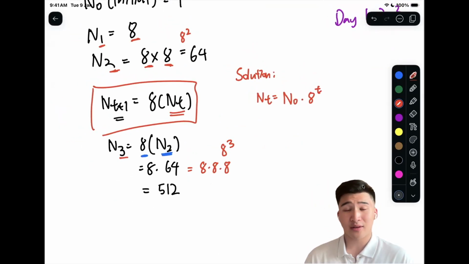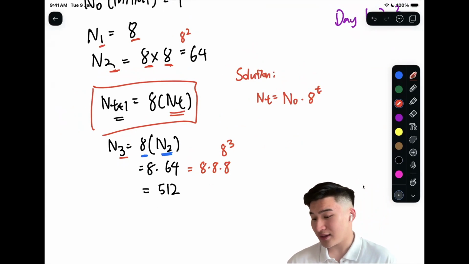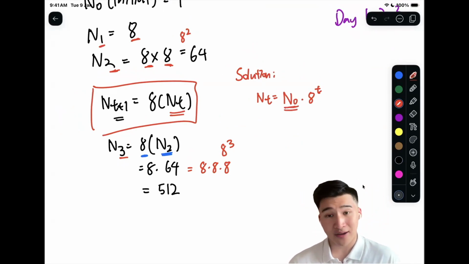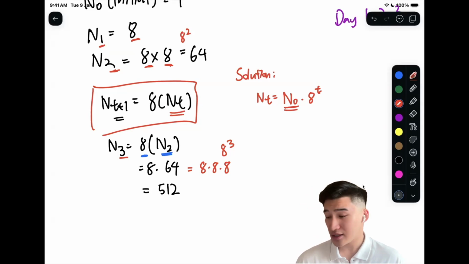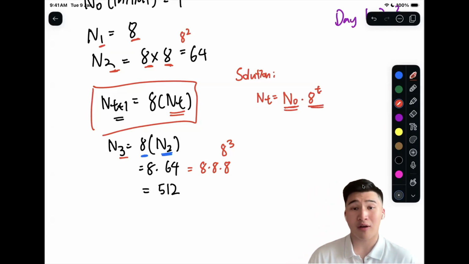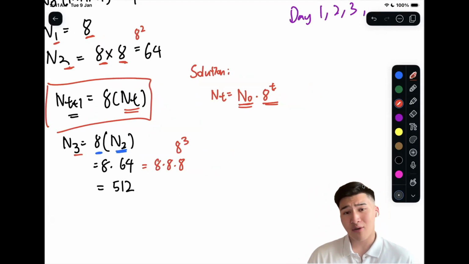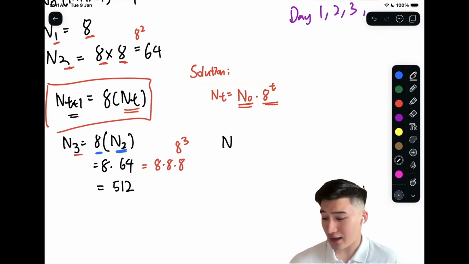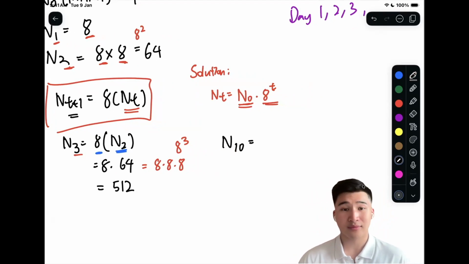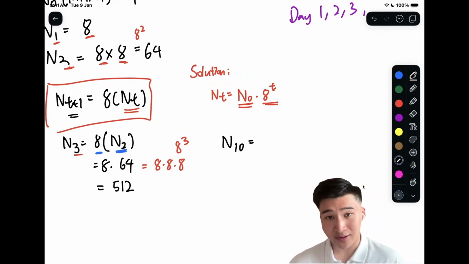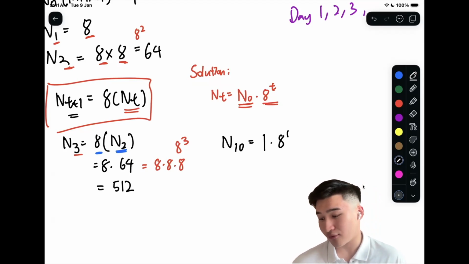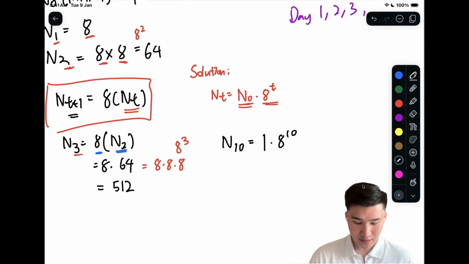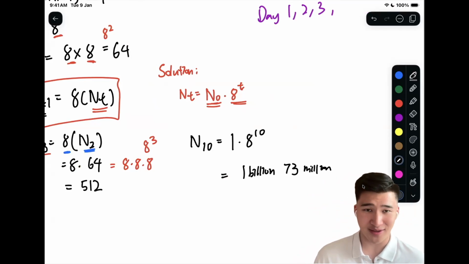The solution basically says that, in order to find the population of the N period, or T period here, all you gotta do is multiply the N0, which is the original population, by 8 to the power of t. And let's say right now I really want to know what's going to happen after 10 days. So for 10 days, all you got to do is find N10, right? We know the N0 is basically 1 times 8 to the power of 10. And we do some calculation. So we'll get the answer of around 1,073,000,000.